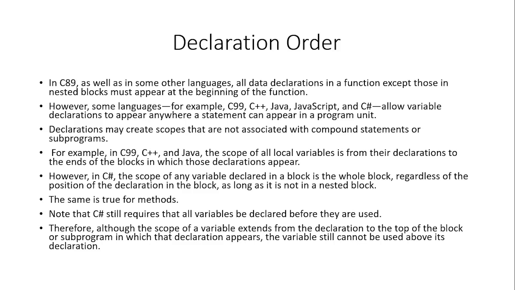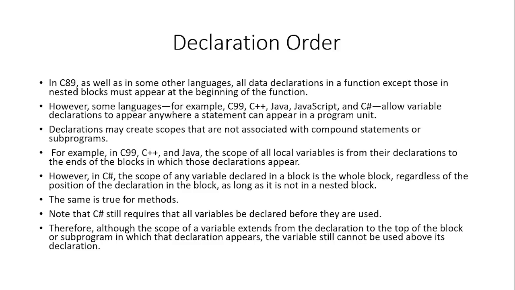Declarations may create scopes that are not associated with compound statements or subprograms. So in C++, C99, or Java, the scope of all local variables is from the declaration to the end of the block in which the declaration appears. So the scope will be local to that particular block only.